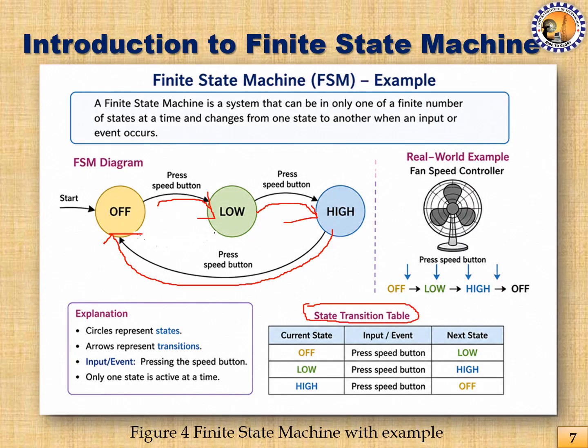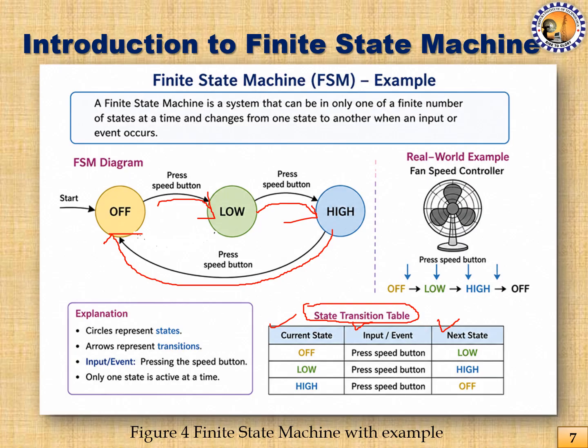As we can see, in the state transition table, we have a current state, an input or event condition, and then a next state. When the current state is off, and if we press the speed button, it will make transition to the low state as its next state. If the current state is low, and we press the speed button again, it will make transition to the high state. And when the current state is high, and we press the speed button once again, it will go to the off state.